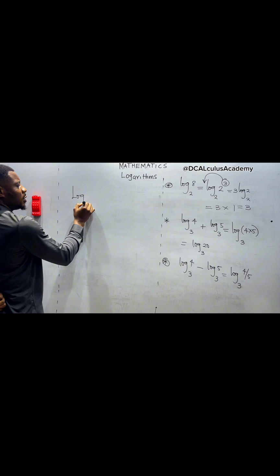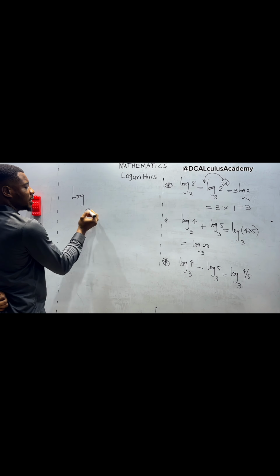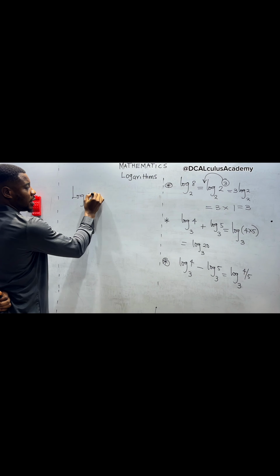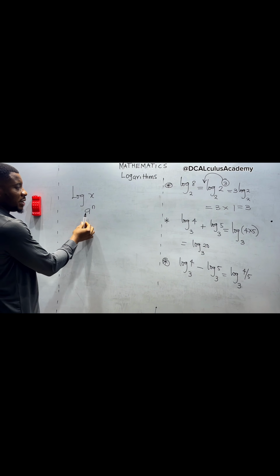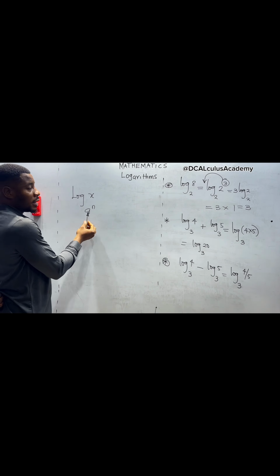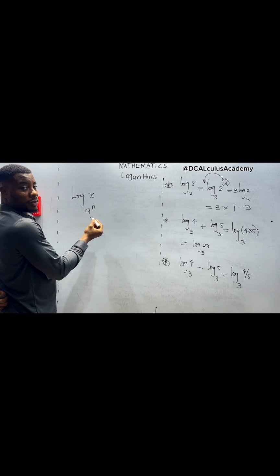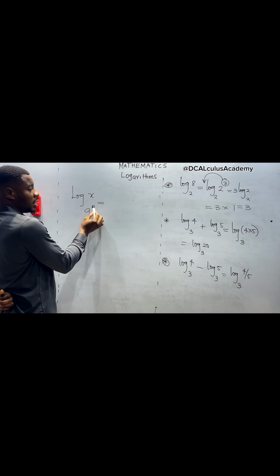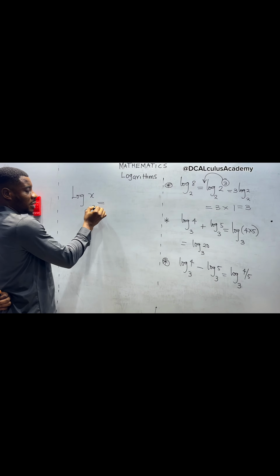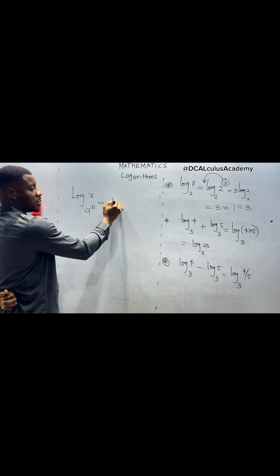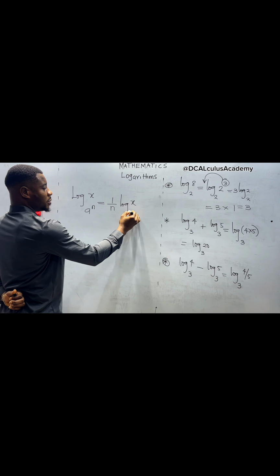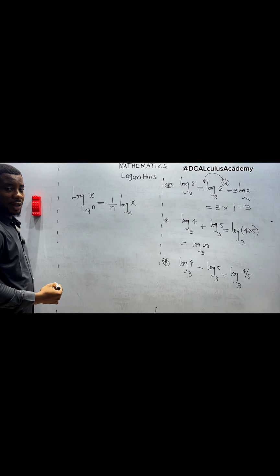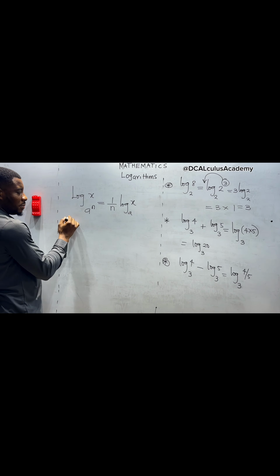I have log of x, and the base a is carrying a power. This is when the base is carrying a power. When the base carries a power, I can decide to do this. The power of the base here is n. Now it could come to the back to be 1 over n log x to base a. We could do this.